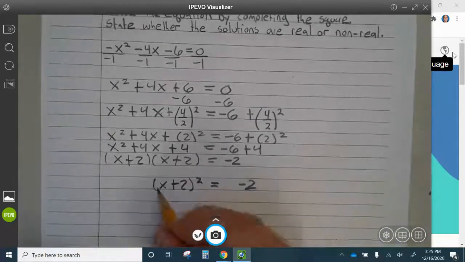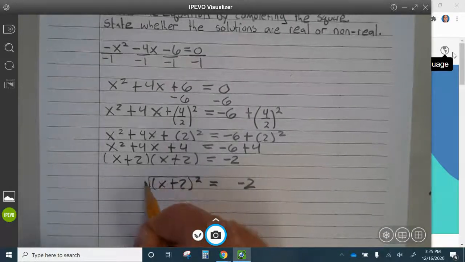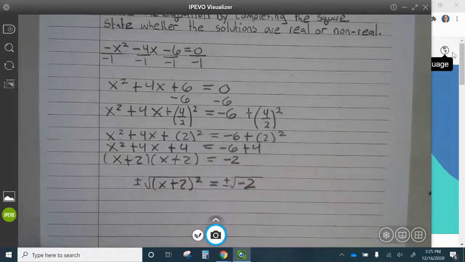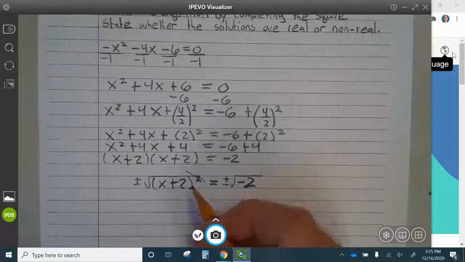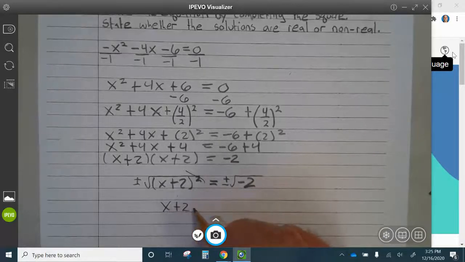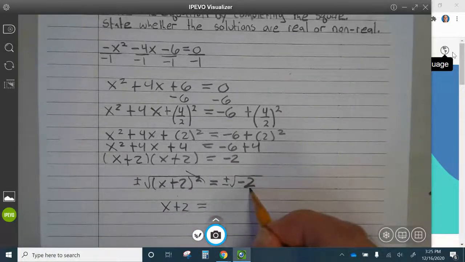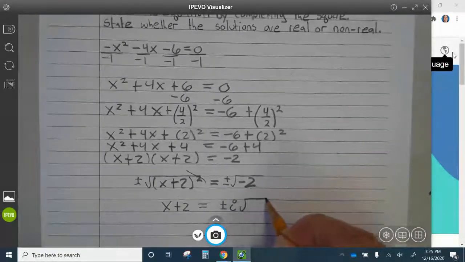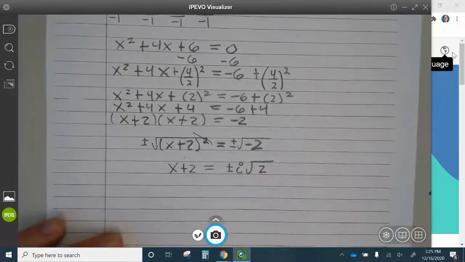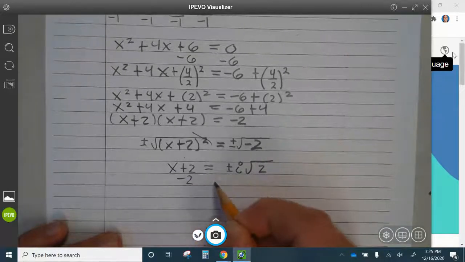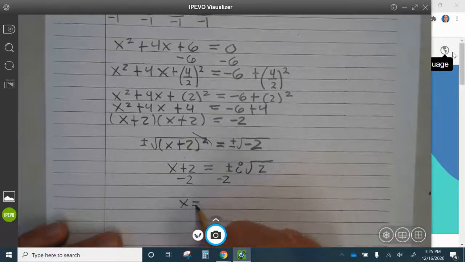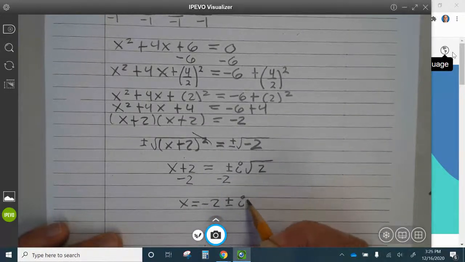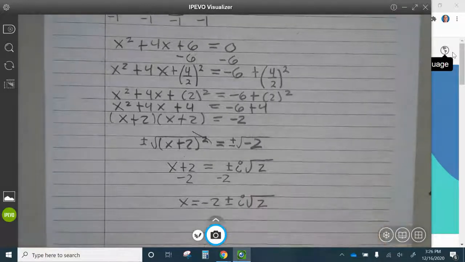Okay, take the square root plus or minus of both sides, so then that cancels. You get x plus 2 equals, the square root of negative 2 is i, so that's plus or minus i square root of 2. Subtract 2 from both sides. x equals negative 2 plus or minus i square root of 2.